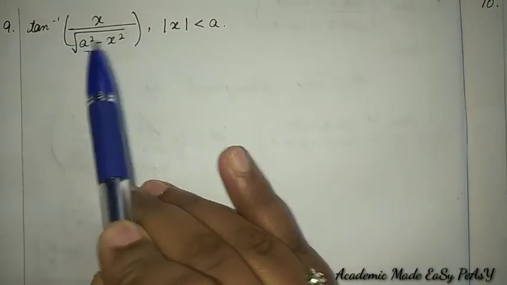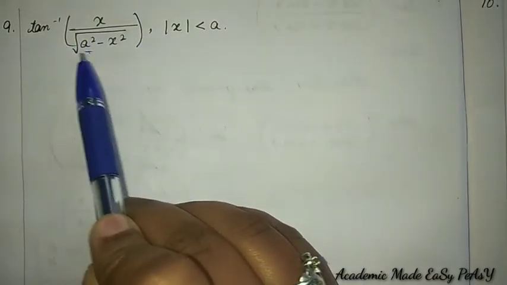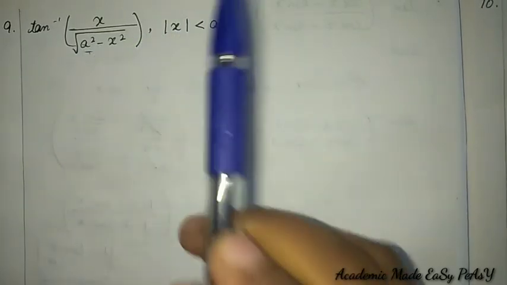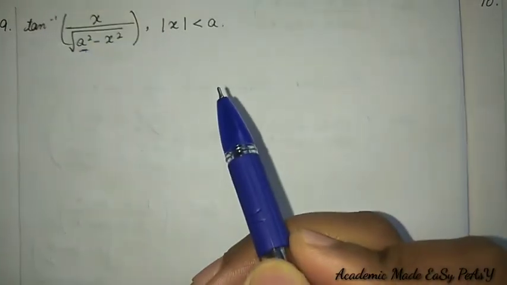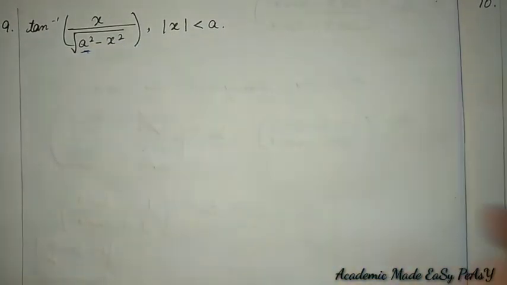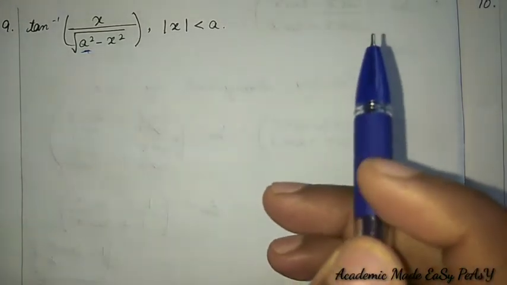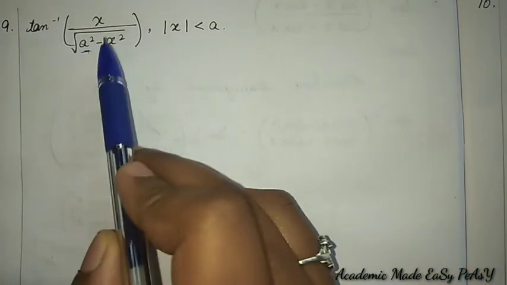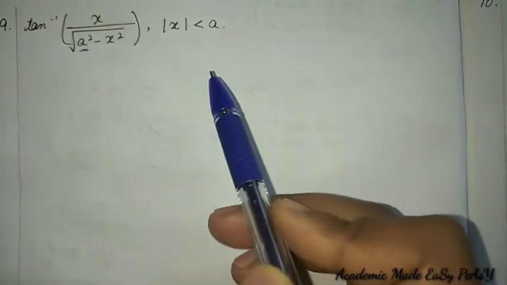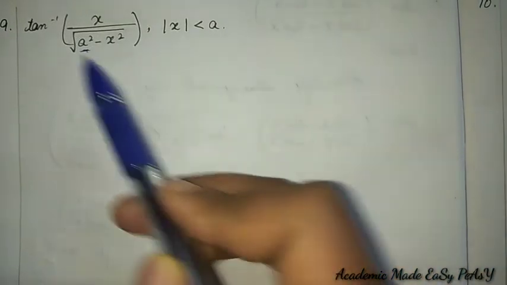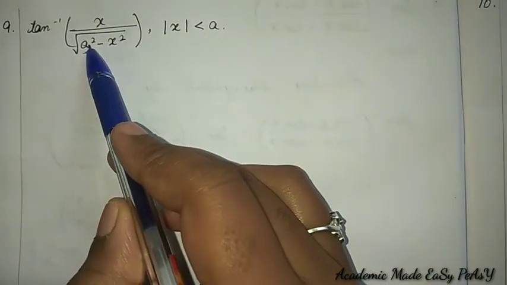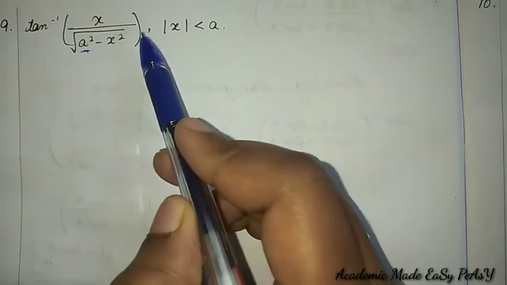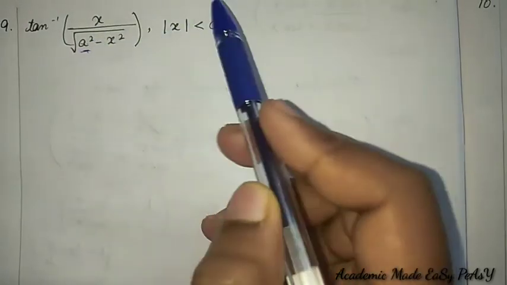Question 9. Tan inverse of x divided by root of a square minus x square, where mod x is less than a. Here the given a is some constant. In the simplest form, we should not have any constants remaining, so we have to try to remove the constant. In order to remove the constant, if we substitute any value, then we must have this constant also, so that it cancels out in numerator and denominator. Here only in the denominator we have it; if we substitute any value, this a might get cancelled. So we have to check like that.